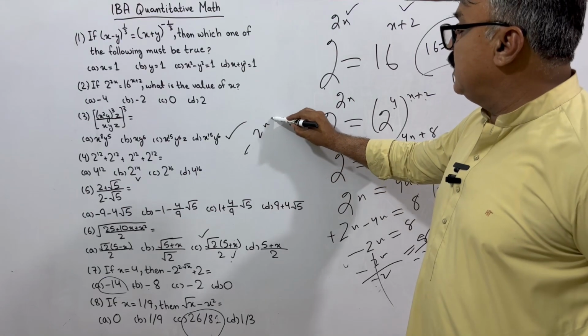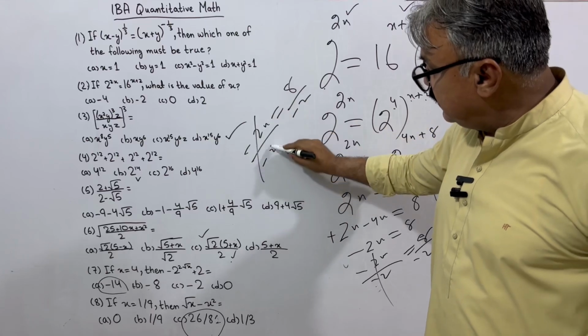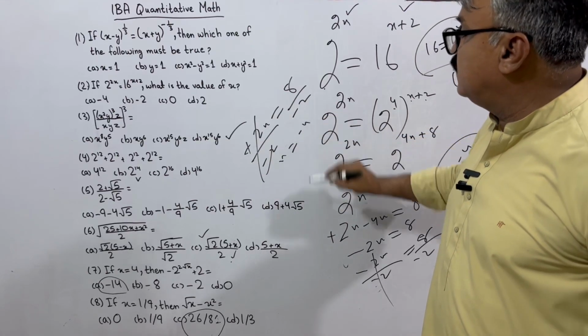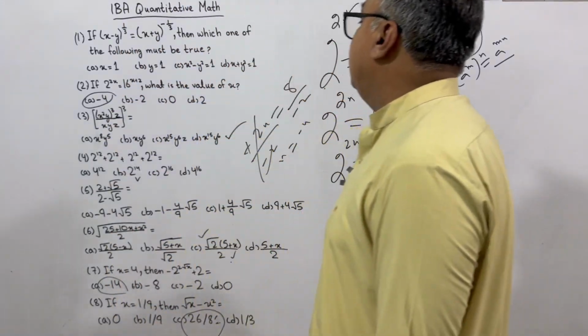What do I have? Minus 2x is equal to 8. Divide by minus 2 to get to x. Cancelled out both. So x is equal to minus 4. So x is equal to minus 4 is the right option in that case.